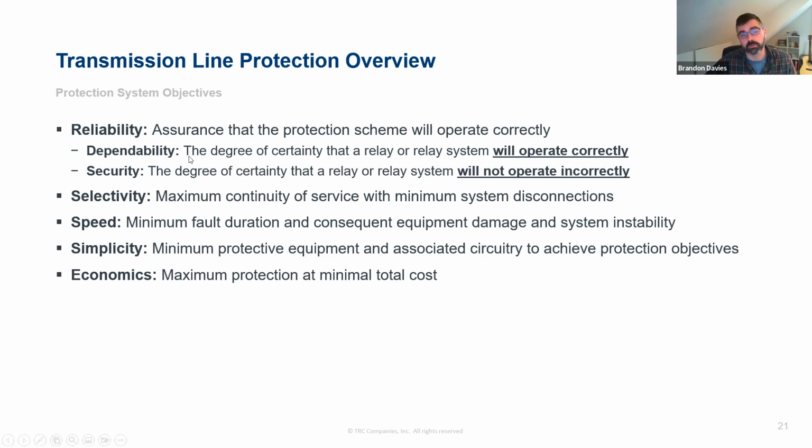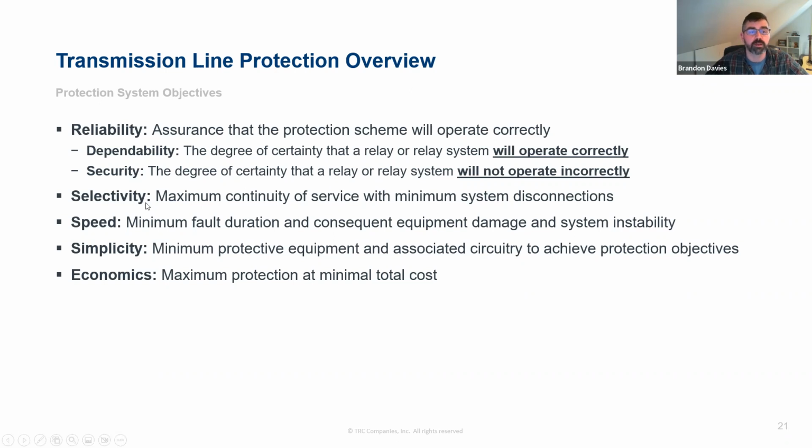The more dependable you make the scheme, the less secure the scheme becomes, because the more things it will operate for, which increases your dependability, means there's a possibility that it's going to operate incorrectly. So that's a really big one, especially in the transmission system. There's a lot of reliability standards, a lot of reliability requirements. Utilities have to report on it. They get audited on it. There's a lot of stuff that goes into system reliability. It's a very big thing on the transmission system.